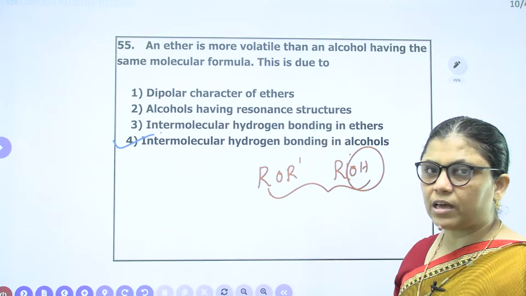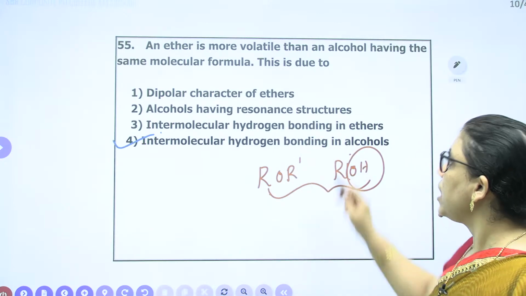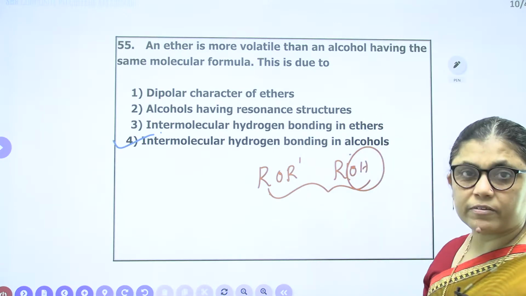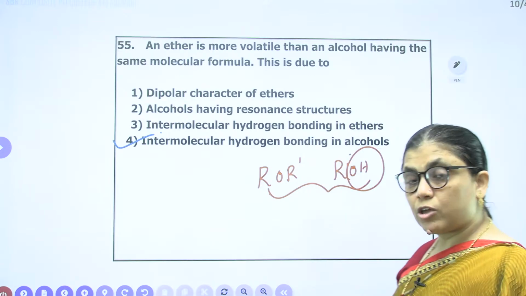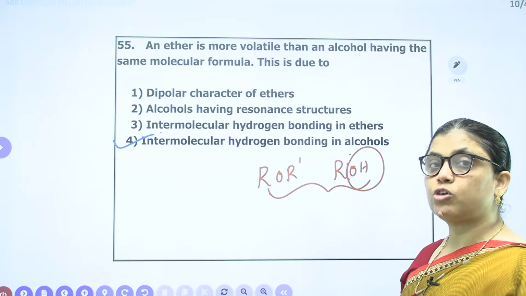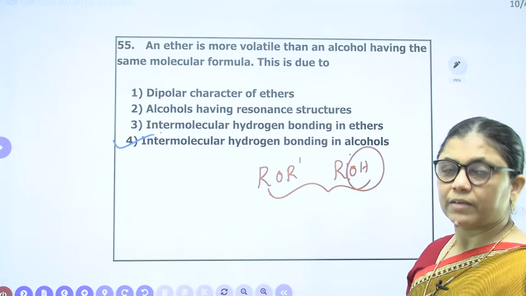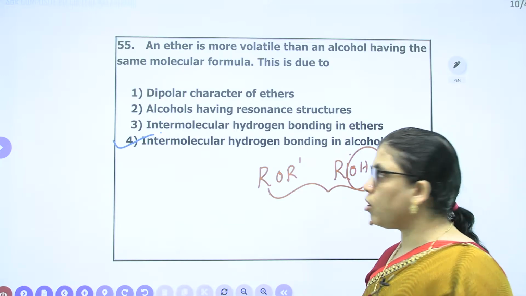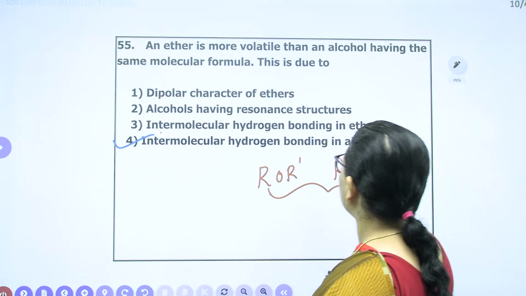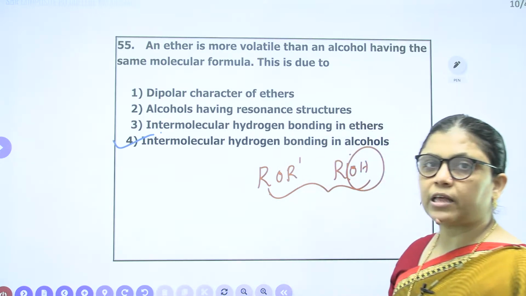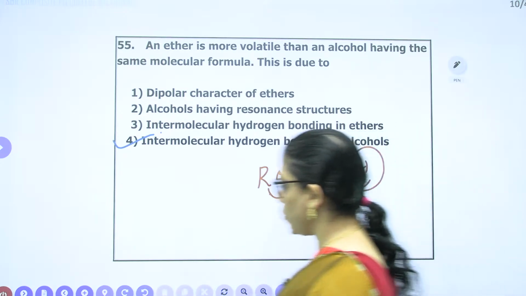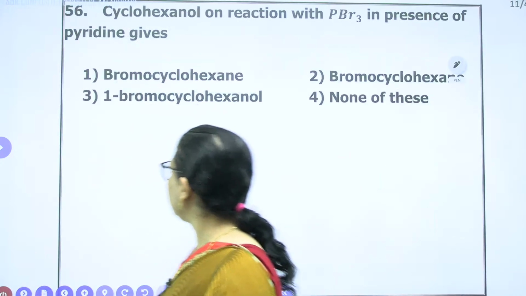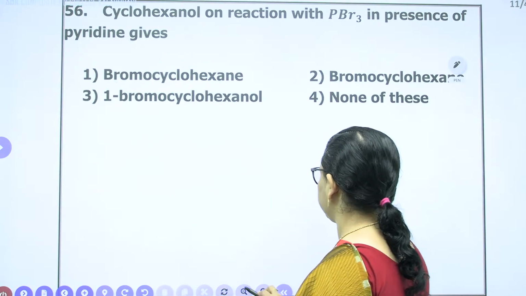Dipolar character of ether will not decide volatile character. Alcohols do not have resonating structures, and alcohol will not undergo resonance. Intermolecular hydrogen bonding is present in alcohol, while ether will not show any hydrogen bonding. Therefore, the correct option is the fourth one. Next.